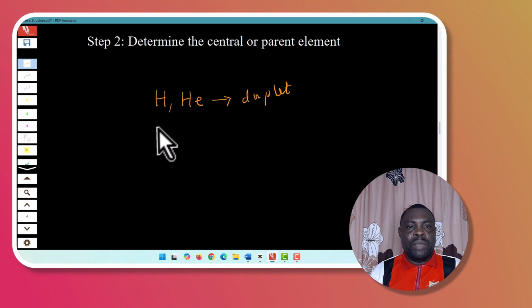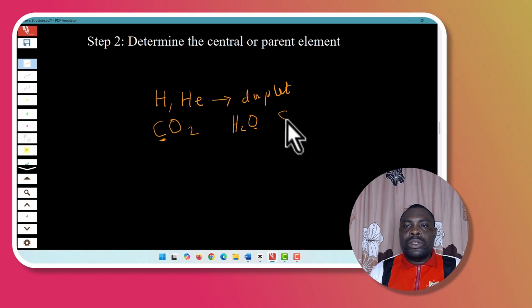So let's look at, for example, carbon IV oxide. The parent element is the first element, which is the element that obeys the octet rule and the most electropositive element. If I have water, we have said that hydrogen cannot be a parent element. So the parent element is what? Oxygen. If I have sulfur IV oxide, the parent element is sulfur.